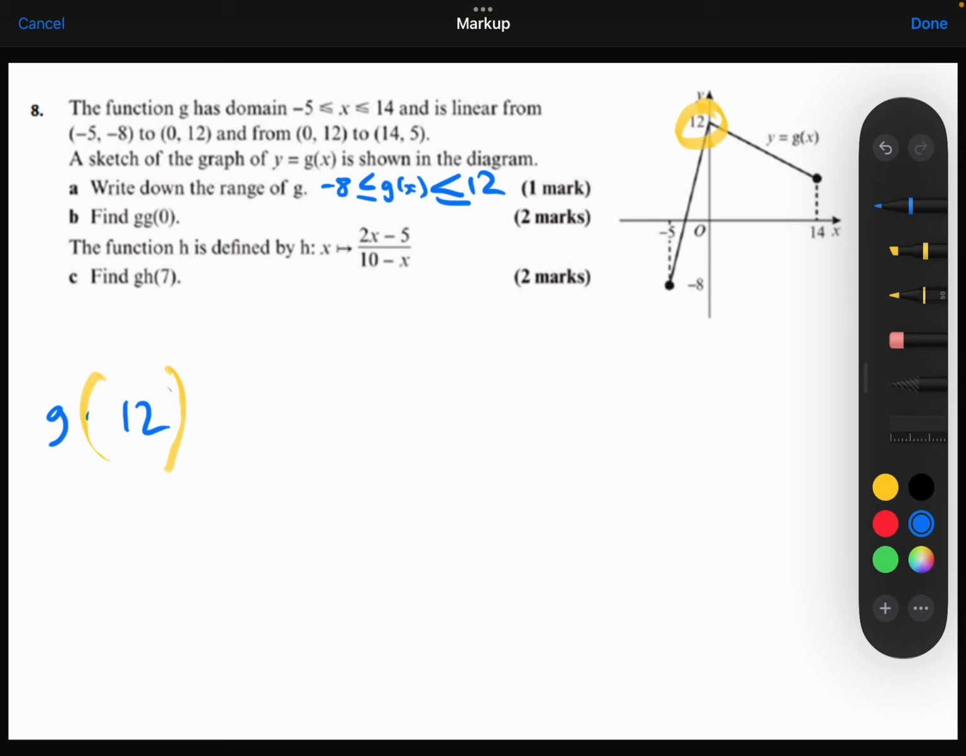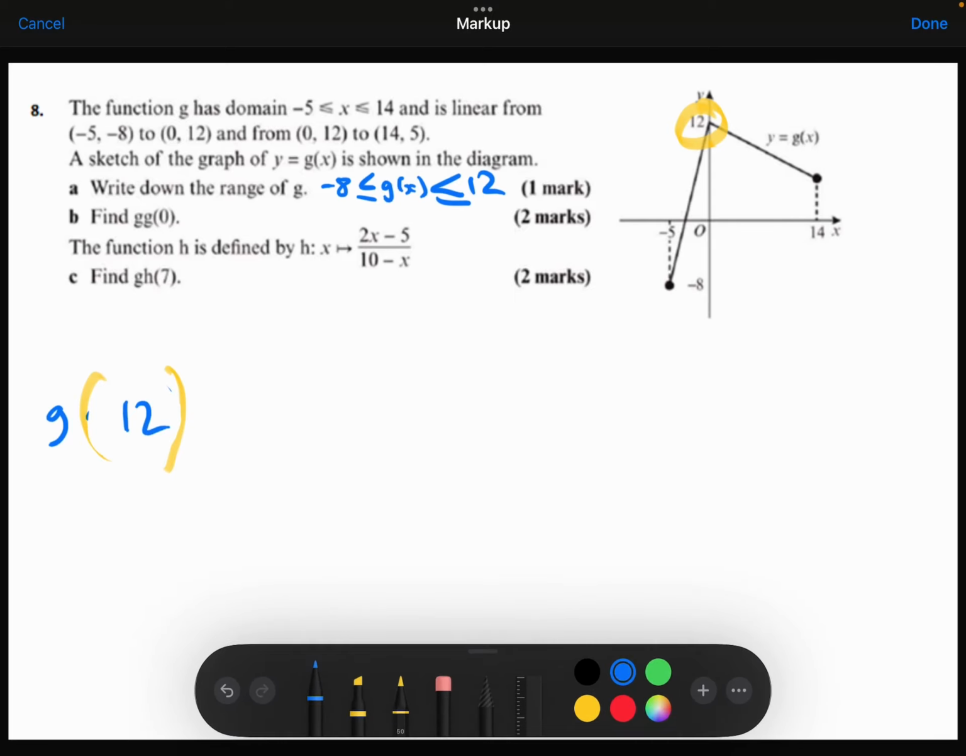So all I need to do now is substitute 12 into g. So looking at the graph again, 12 is roughly here. I want to substitute that in. I don't know what that is. But if I can work out the equation of this line here, then I could do it. So let's work out the equation of that straight line.